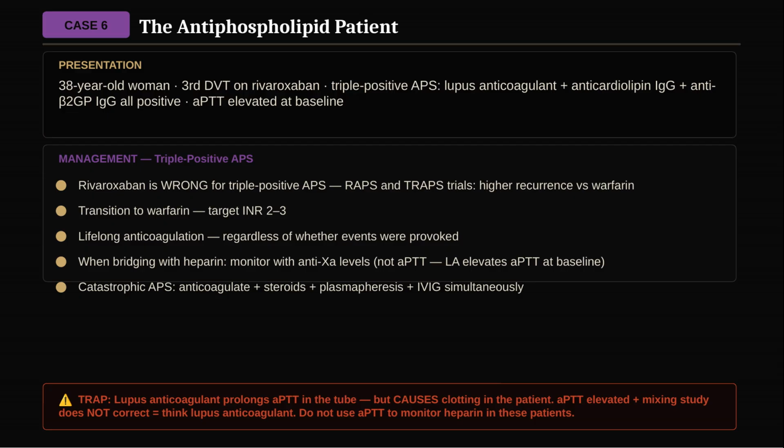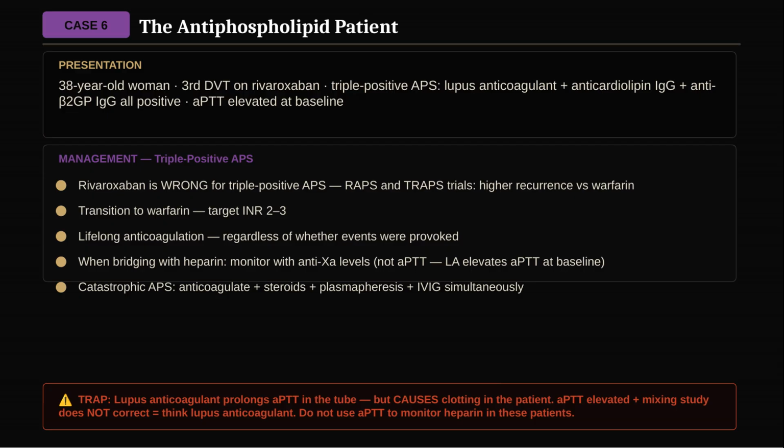The RAPS and TRAPS trials showed higher thrombotic event rates with DOACs versus warfarin in this population. Transition to warfarin. Target INR 2 to 3. Explain to the patient that triple positive antiphospholipid syndrome means lifelong anticoagulation, regardless of whether events were provoked.